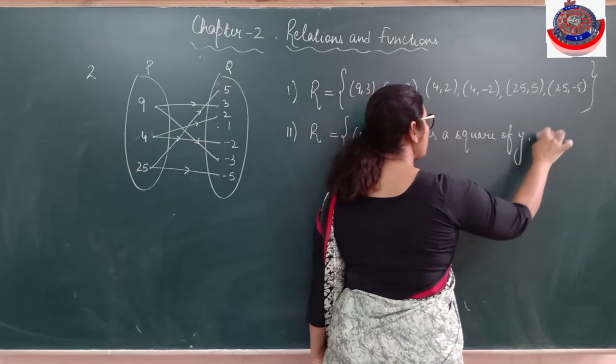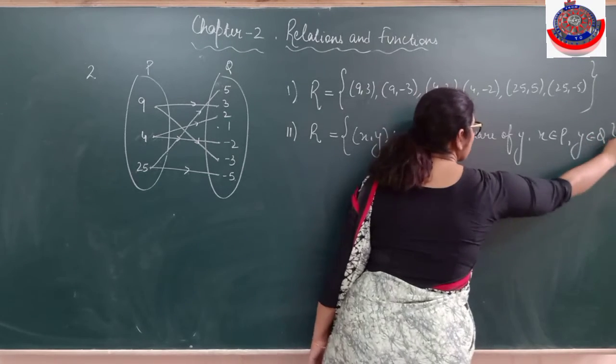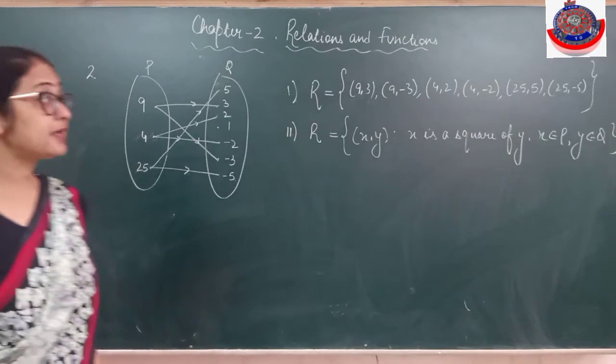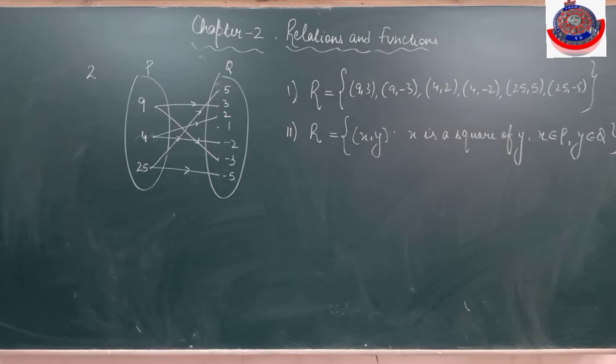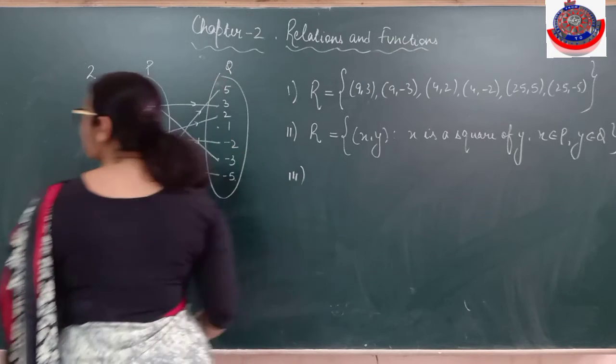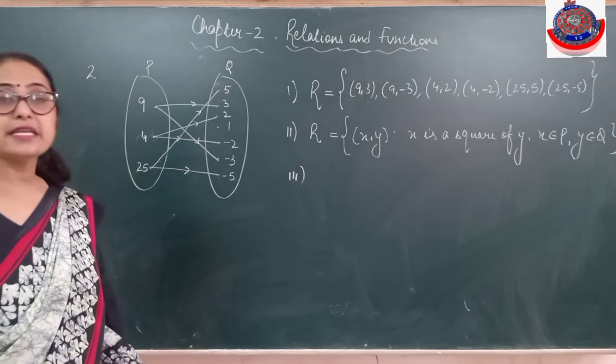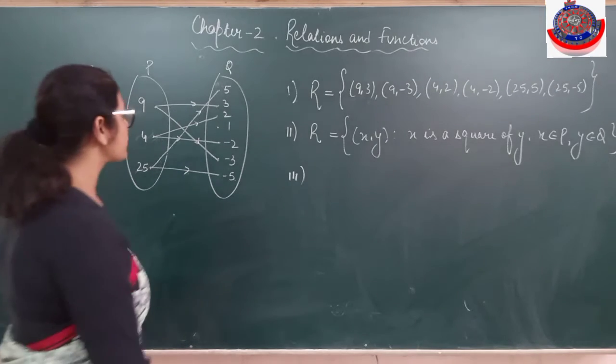X is a square of y, where x belongs to P and y belongs to Q. I hope it's clear to everyone. Alright, the third part they're asking for is to write the domain and the range of this relation.